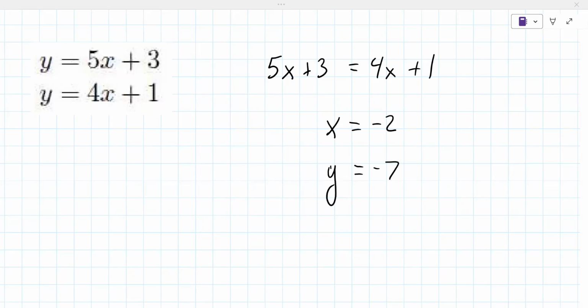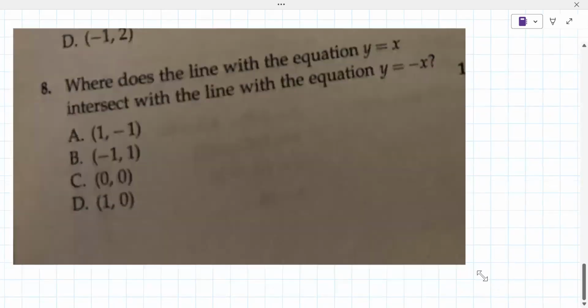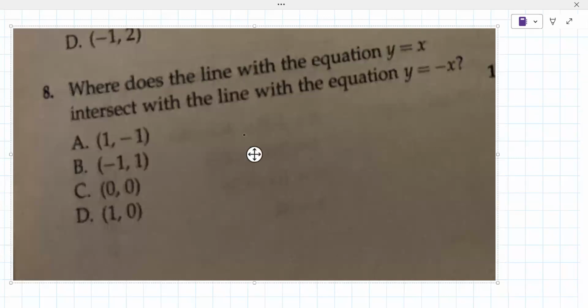Okay, so we'll look at this question together. I think it could throw you off, even though you know everything to do to be able to solve this. It says, where does the line y equals x intersect with the equation y equals -x?